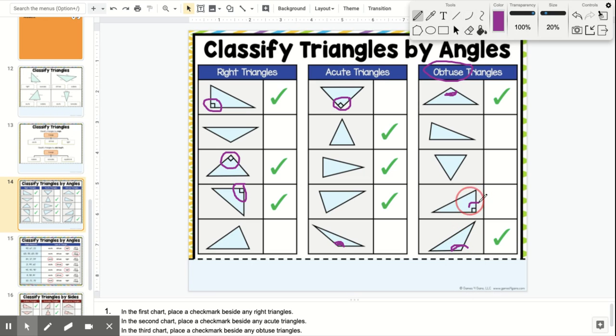Okay, here's a right angle. So you would call that a right triangle. On this middle one, all three are acute. So that would be an acute triangle. And then on this one, they are all acute as well. So that would be an acute triangle.